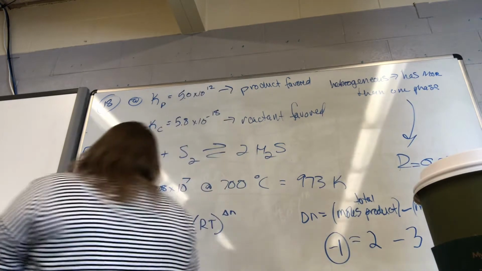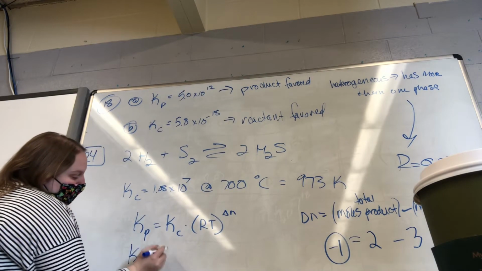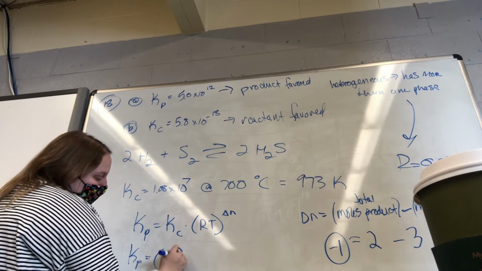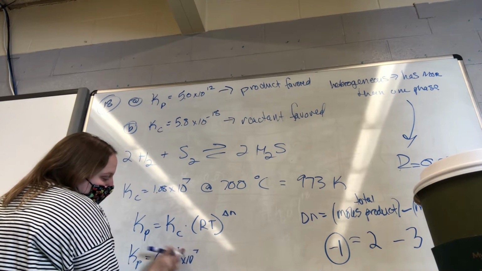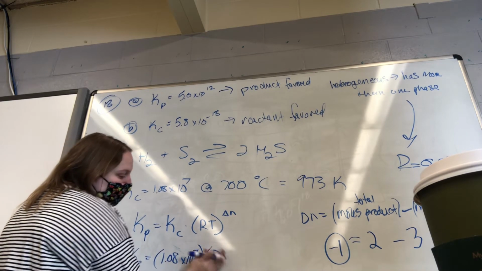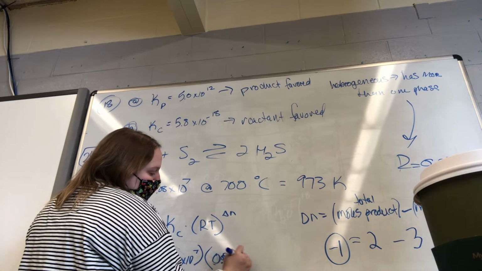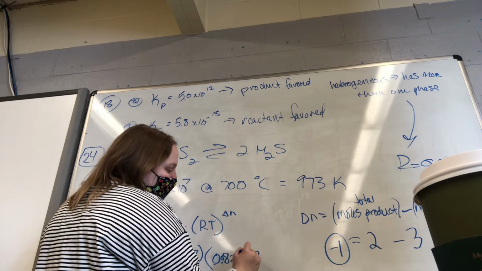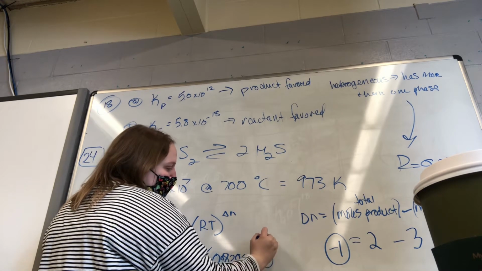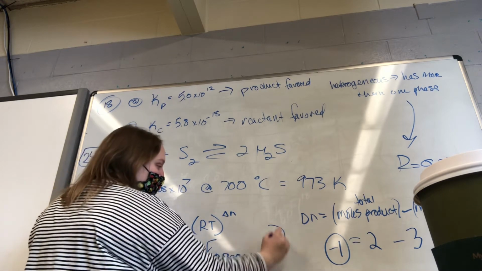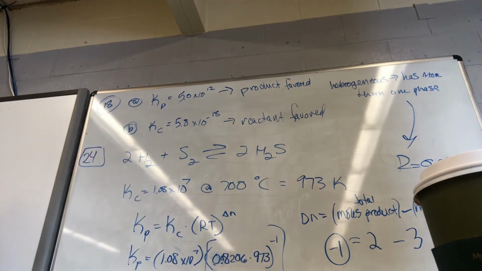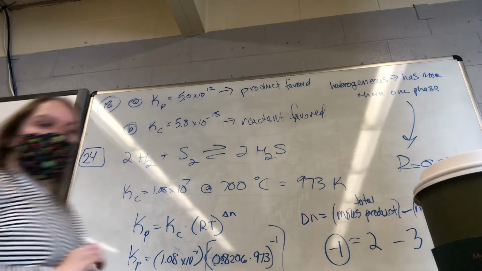All right, so plugging in our numbers. R is 0.08206 times T, which is 973 Kelvin, to the -1. Please remember that this is the thing that gets raised to the power. So when you're putting this in your calculator, if you just kind of straight typed it, you might get a different answer than the rest of us.